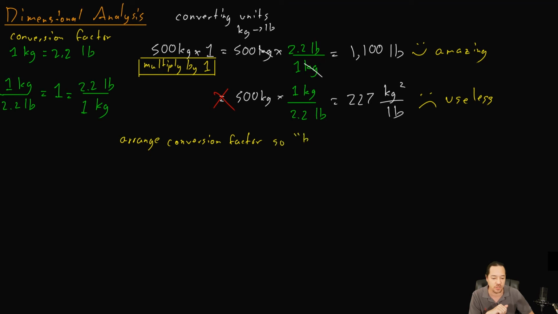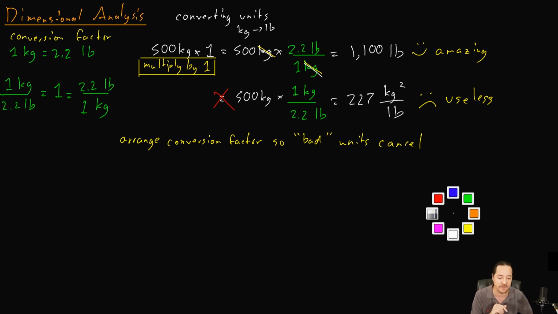So the so-called bad units will cancel, right? I want to get rid of kilograms. I want them to cancel. And so I'm going to choose the conversion factor in this case where kilograms is in the denominator, and then it will cancel with the 500 kilograms that's in the numerator. That's it, right? So just look at what you're looking for, your target, and arrange your conversion factor appropriately so that you can cancel out the bad units.